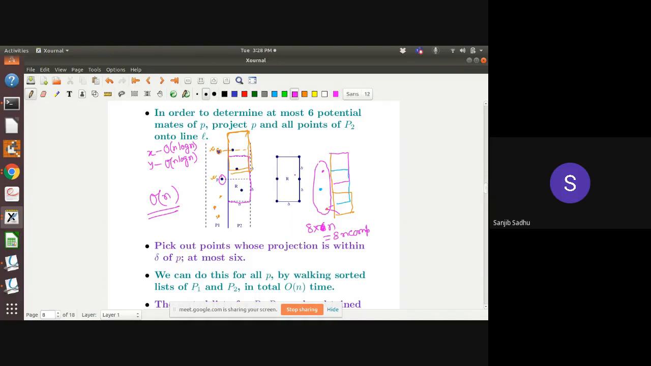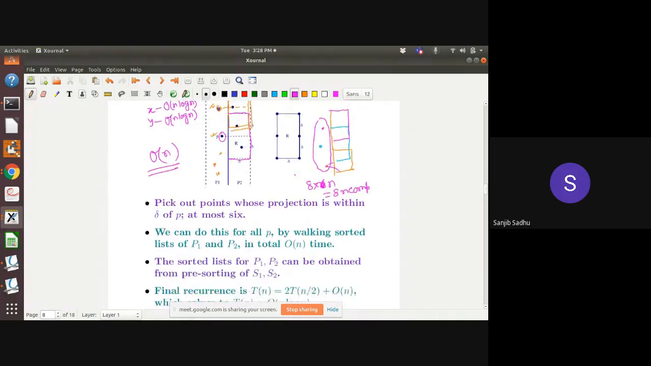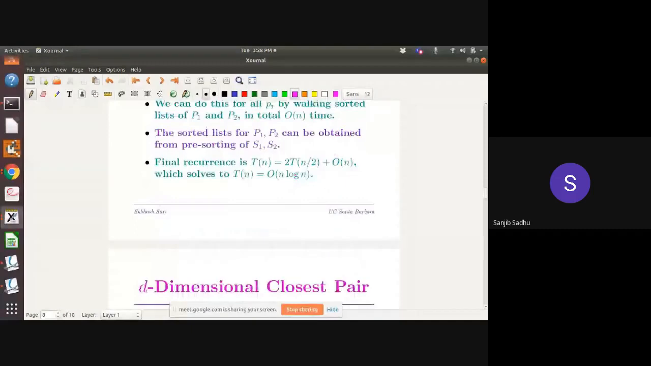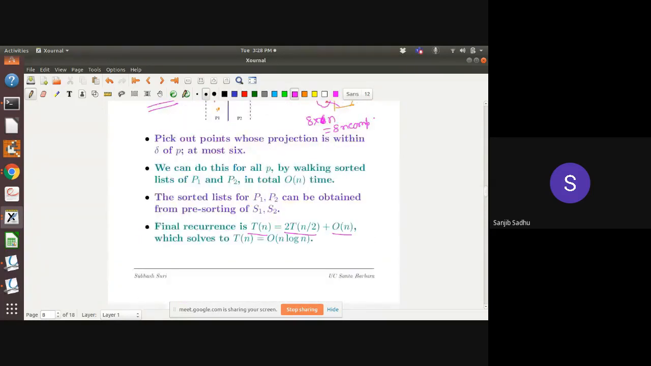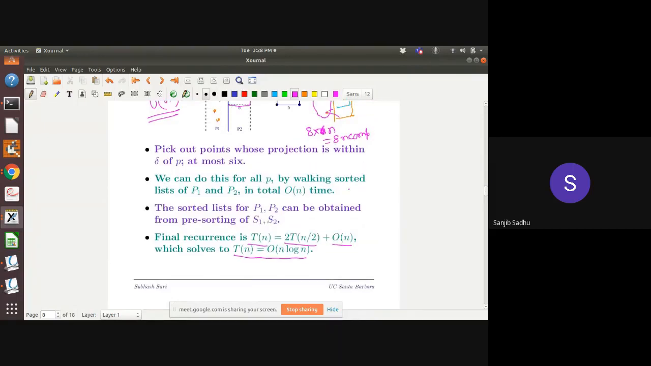So this processing needs big O of n time, and 2T(n/2) is for the left part and right part, T(n/2), T(n/2), and this is for comparing the distance between the left part and right part, that is P1 and P2 within this. So entirely this will be big O of n log n. Clear?